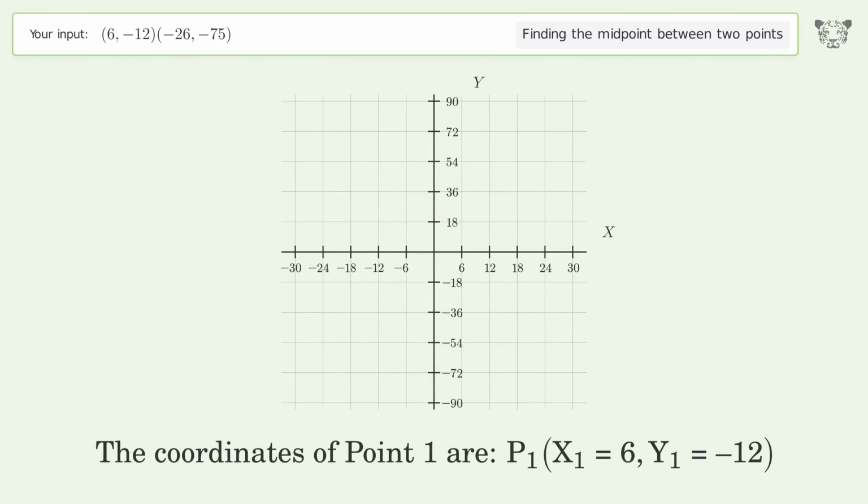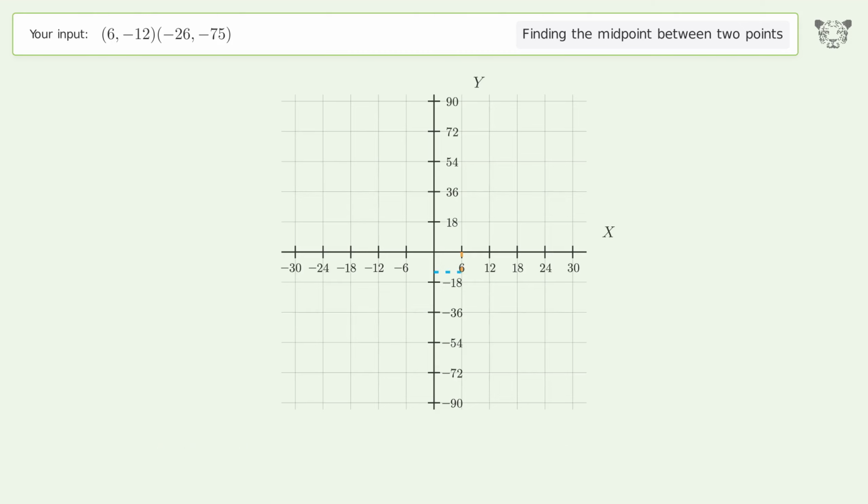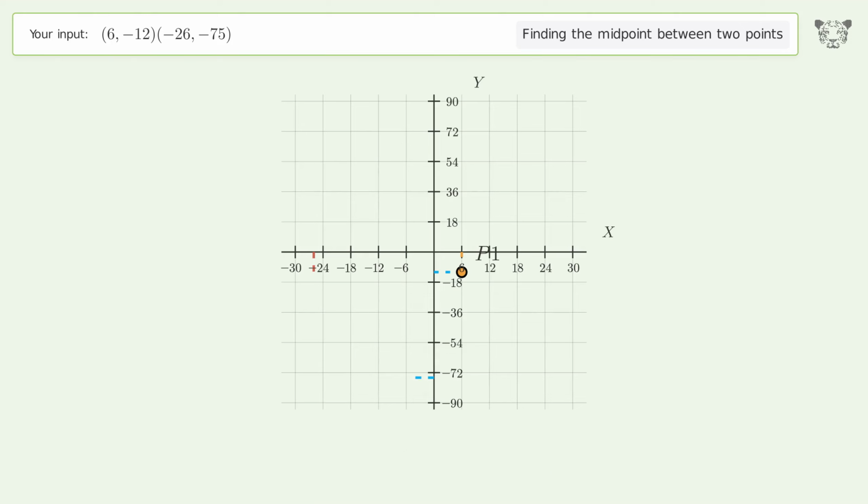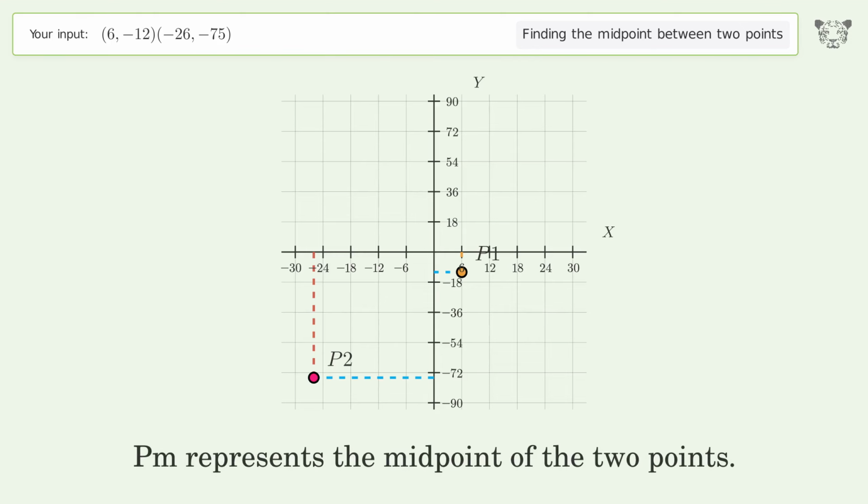The coordinates of point 1 are, x1 equals 6, y1 equals -12. The coordinates of point 2 are, x2 equals -26, y2 equals -75. PM represents the midpoint of the 2 points.